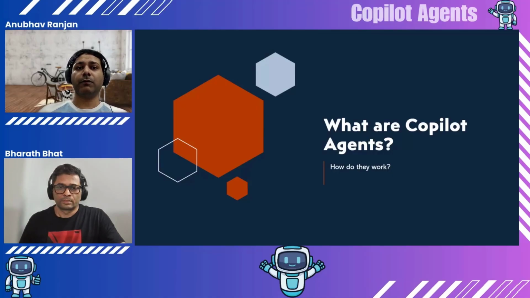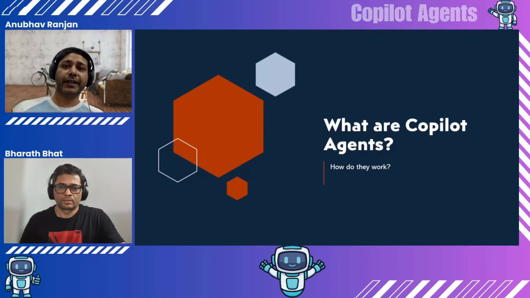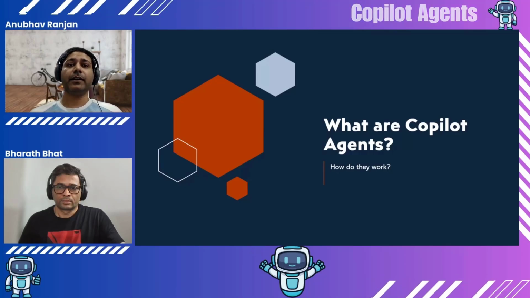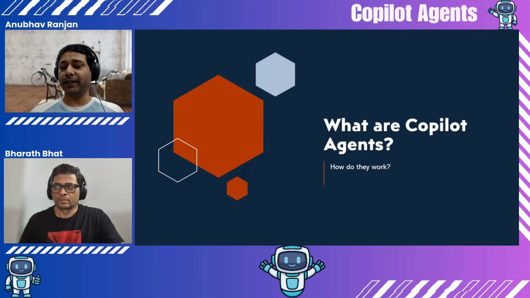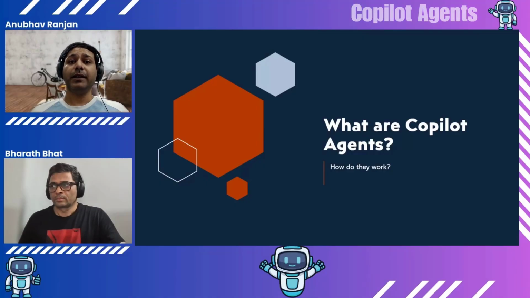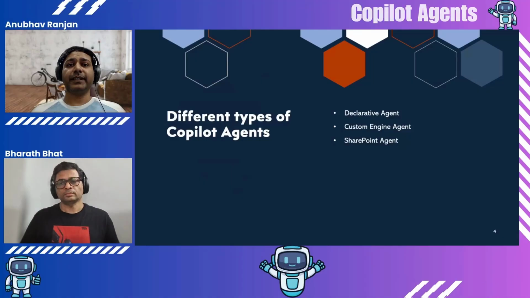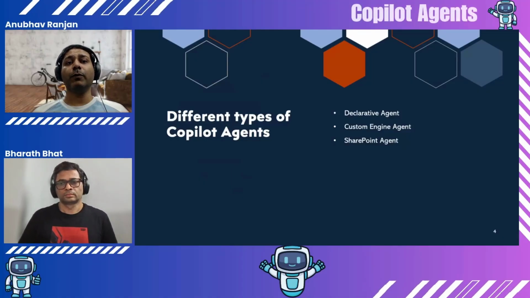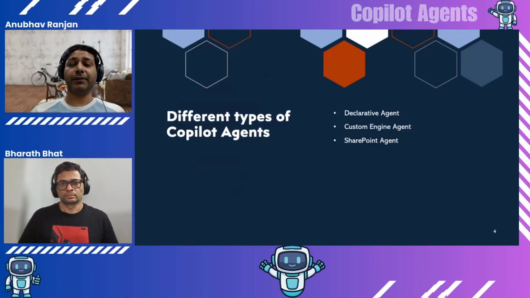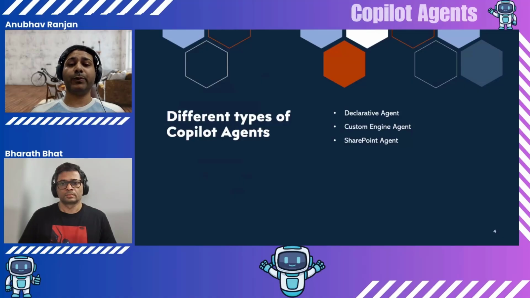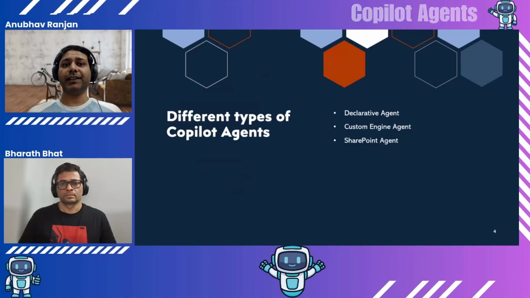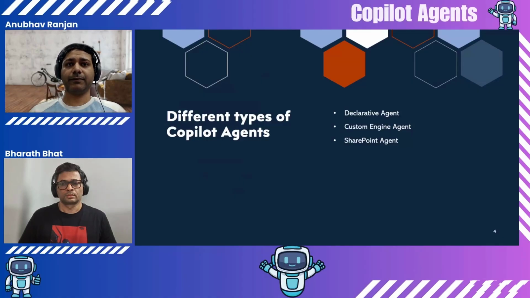Now, in general, we say that there are two types of Copilot agents. One is declarative, and the other one is custom engine agents. A declarative agent allows you to configure Copilot based on a specific scenario, but like the name says, declarative, you write custom instructions, you provide it with the links to knowledge sources, as well as certain actions to automate business processes. So these are all declarative.